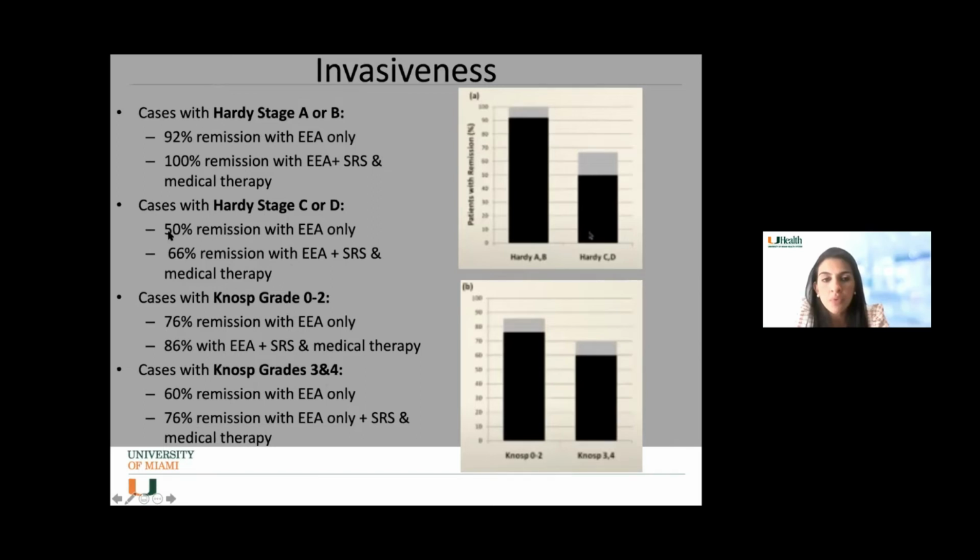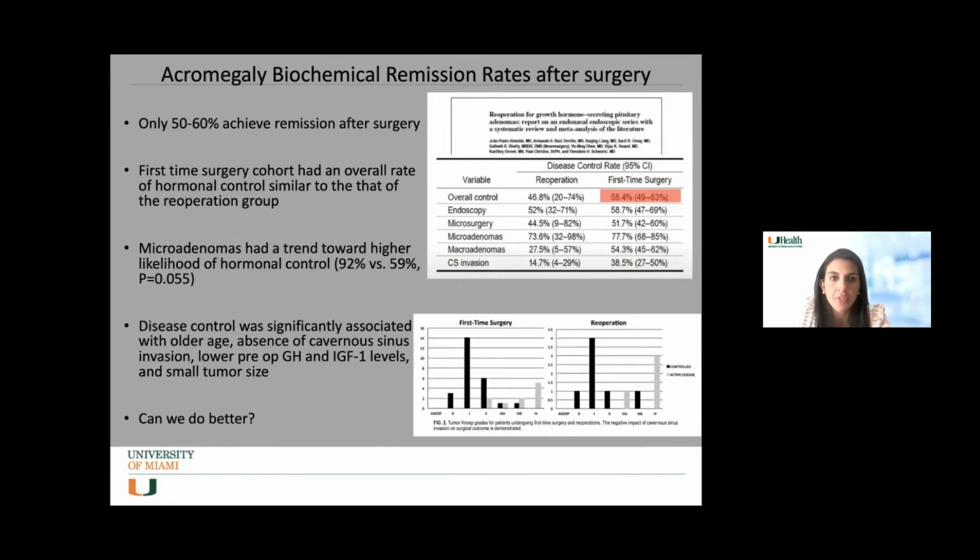And you can still improve those remission rates a little bit by adding SRS and medical therapy, but it's still not going to be perfect, right? You're still not quite there. And this can be a problem with the hormone-secreting tumors.